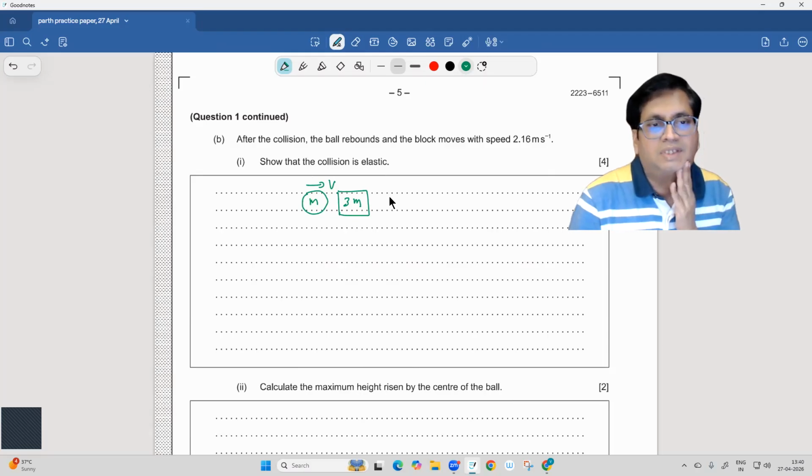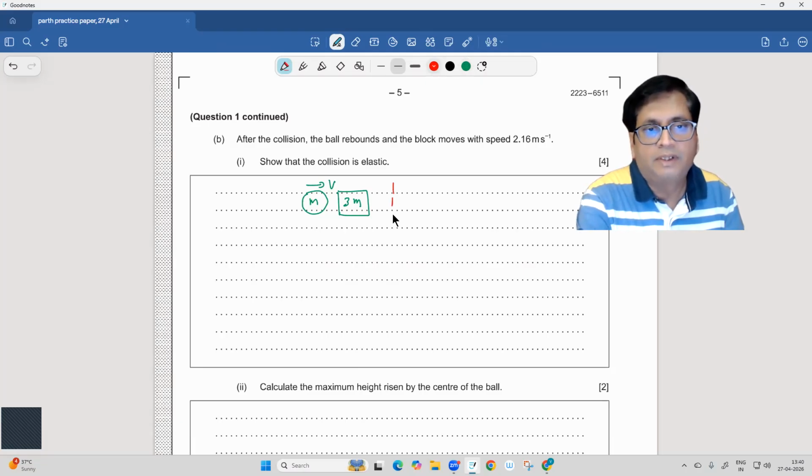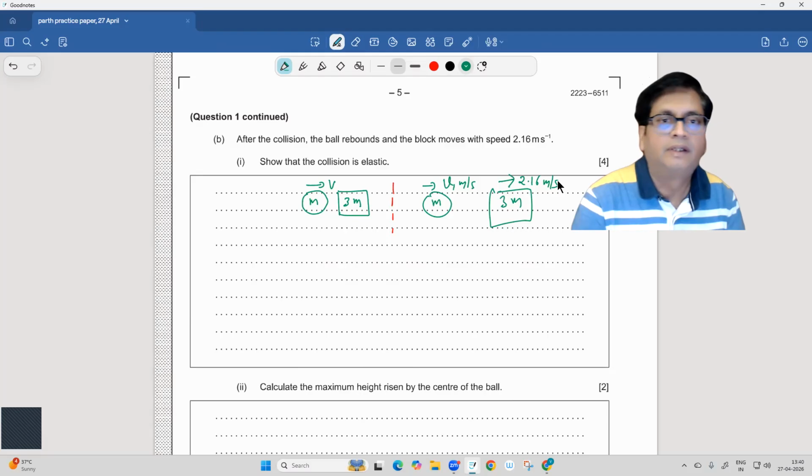Show that the collision is elastic. Tell me, what will happen in an elastic collision? They are colliding, right? Momentum is conserved and kinetic energy is conserved. So let's say after collision, the ball is moving at some v1 meter per second, and the block is moving at 2.16 meter per second, which is already given. So can you find v1 from conservation of momentum?